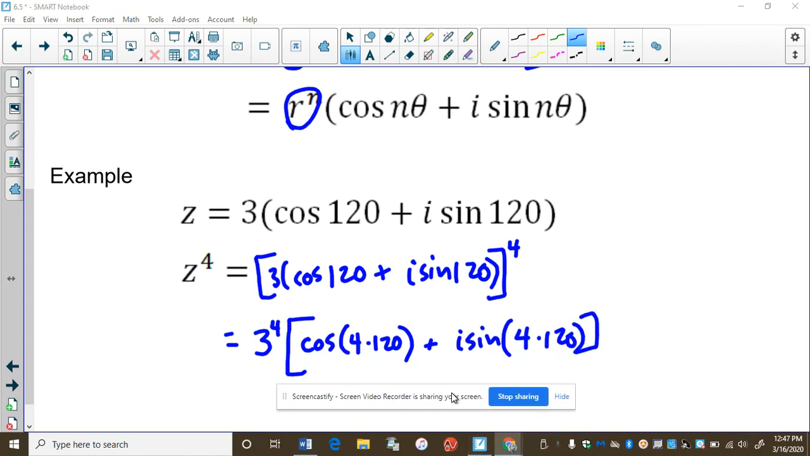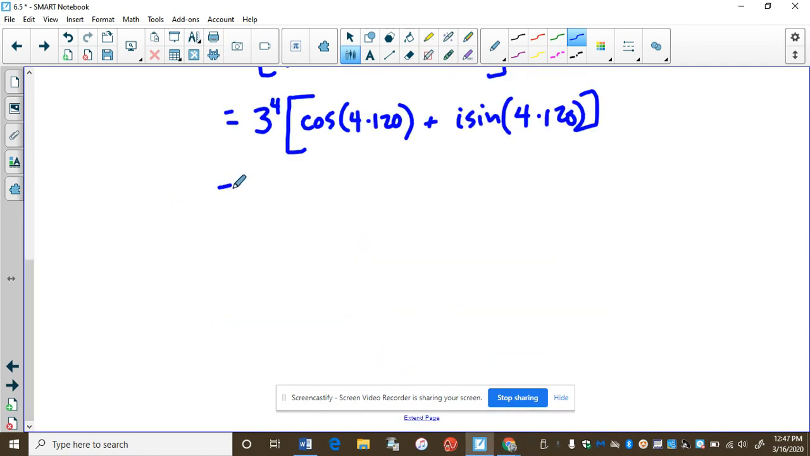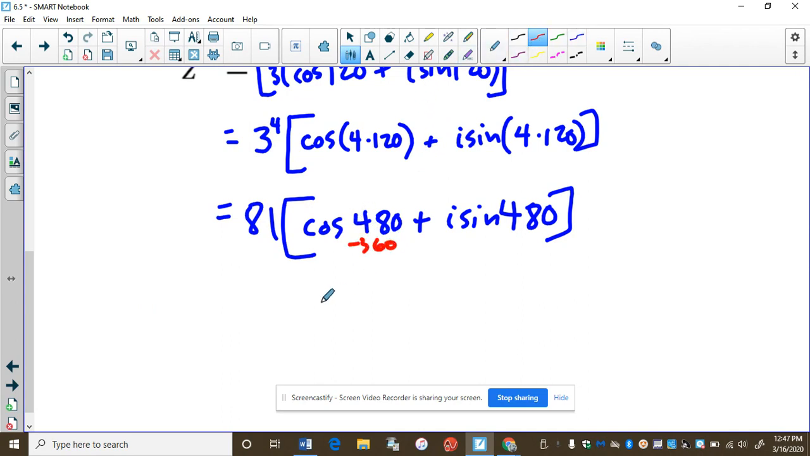Now, it's not as simple as just taking this and calculating it. That is obviously a part of it. 3 to the fourth power is 81. And then in here, I'll have the cosine of 480 plus i times the sine of 480. Now, just like in a previous problem, we don't want to keep our angles greater than 360, right? We're going to find the coterminal angle for this that is between 0 and 360. If this was in radians, we'd want the coterminal angle between 0 and 2 pi. So for coterminal angles, we subtract 360 from that.